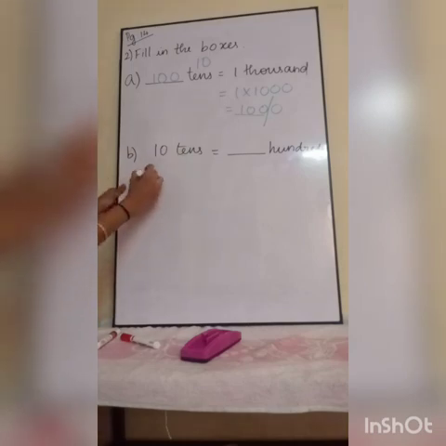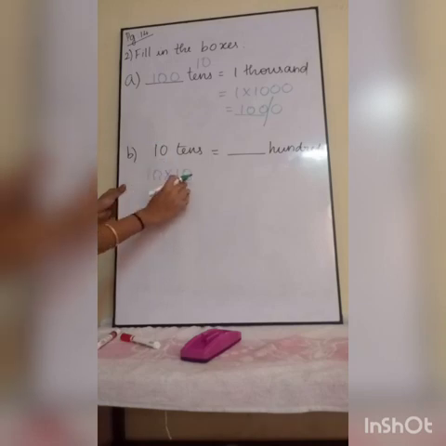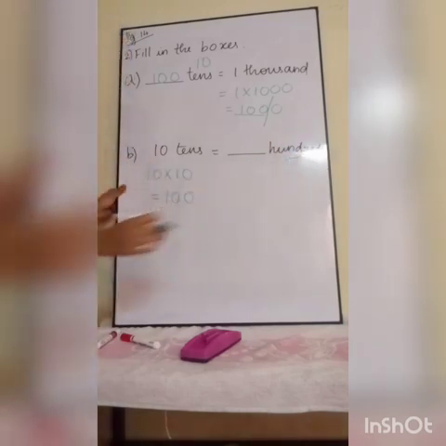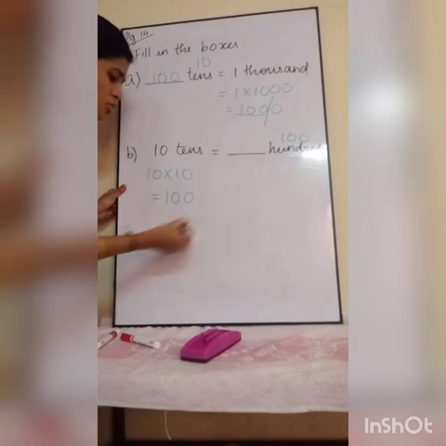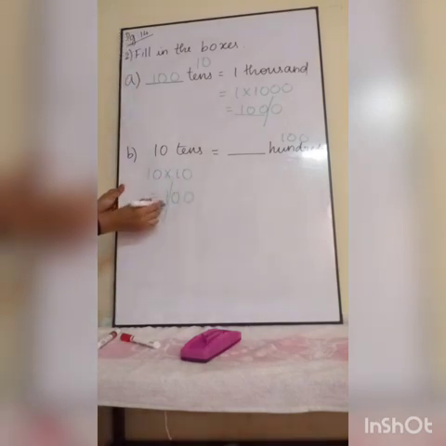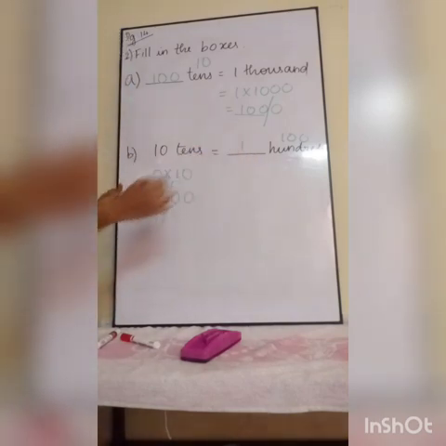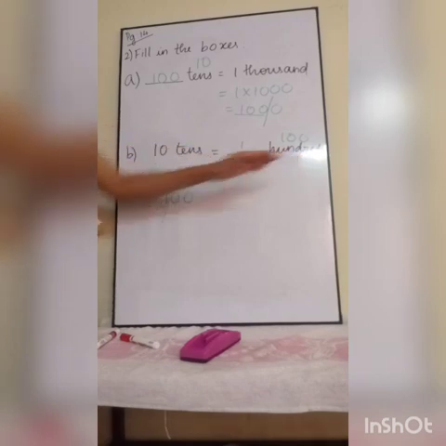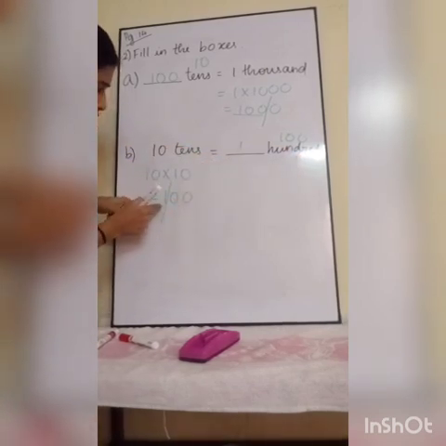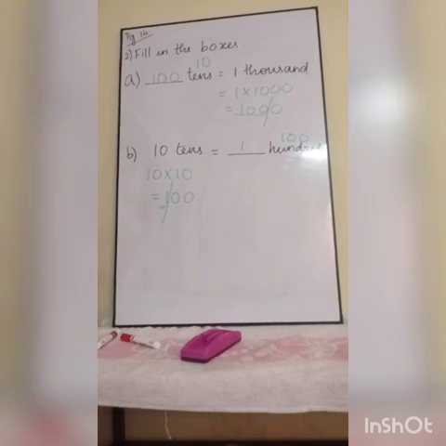10 tens: 10 into 10, tens means 10, so that is 100. What is given? Hundreds. Hundreds have how many zeros? 2 zeros, so I separate 2 zeros. What is remaining? 1. So the answer is 1 hundred. Listen, 10 tens, 10 into 10, 100. Here 100 is given, so I separate 2 zeros, and 1 is remaining. So hundreds. Understood the fill-ups?